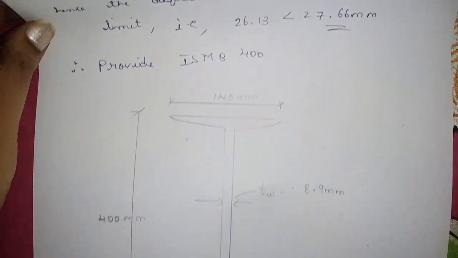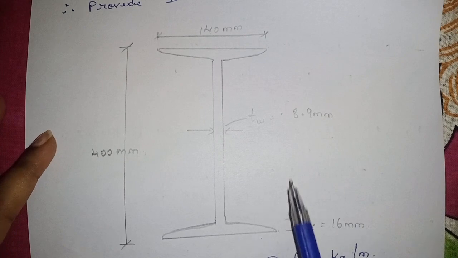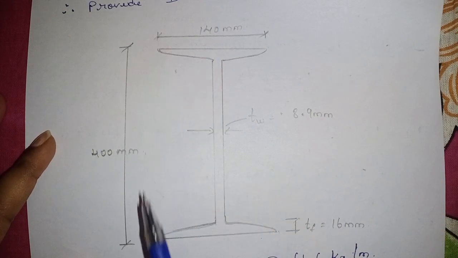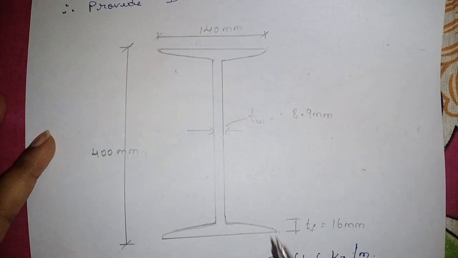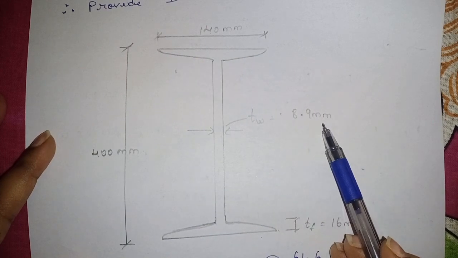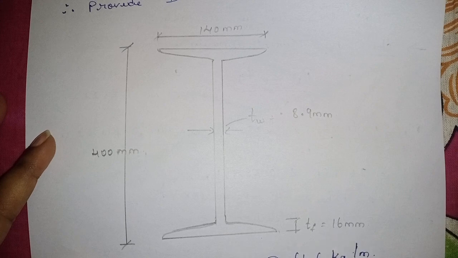So finally we need to sketch it. This will be the ISMB 400, a small I section of height 400. The width you will get in your steel table as 140 mm. Thickness of the web 8.9, thickness of the flanges 16 mm.